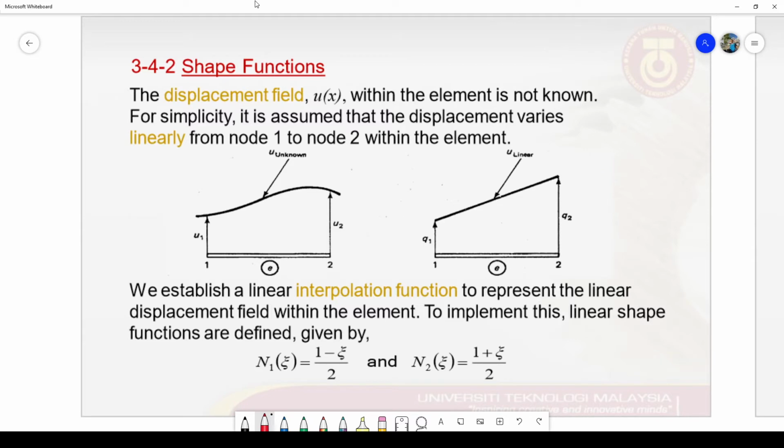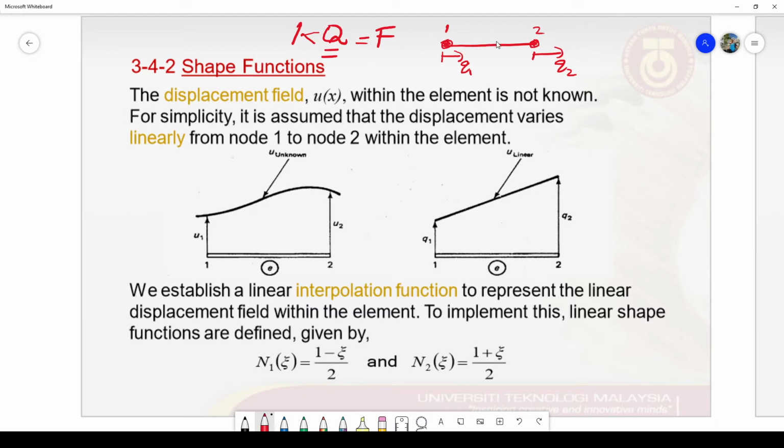Alright, when we solve the system of linear equations in the form of k q equal to f, it actually gives us the information of displacement at each nodal point. So when we solve this k q equal to f, it gives us the q at node number 1 and the q at node number 2 on this particular element. So this q here refers to the displacement, which we calculate or predict exactly at the positions of the nodal points.